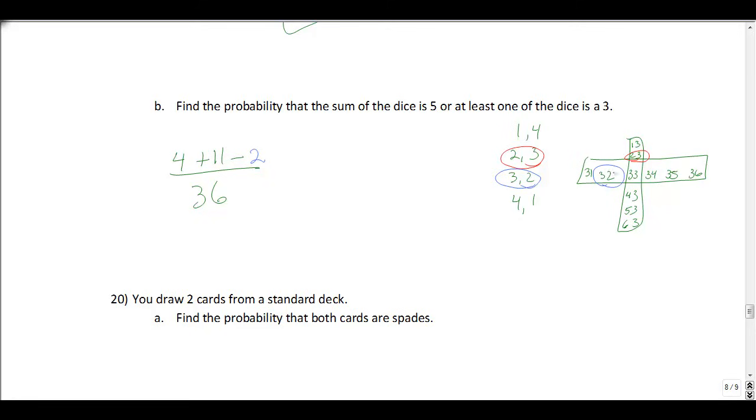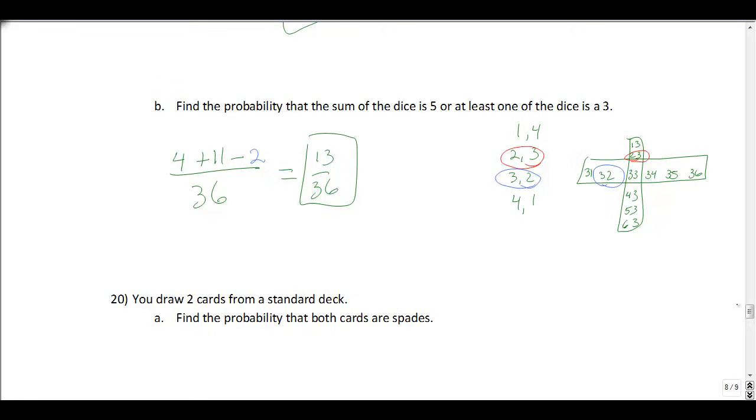And the reason we're subtracting them is we're counting them in both of these sets here. So we only want to count them once. We counted them twice. So to get rid of them once, that means we've counted them overall once. And so what you get here is 4 plus 11 is 15, minus 2. You get 13 out of 36 here as your probability.